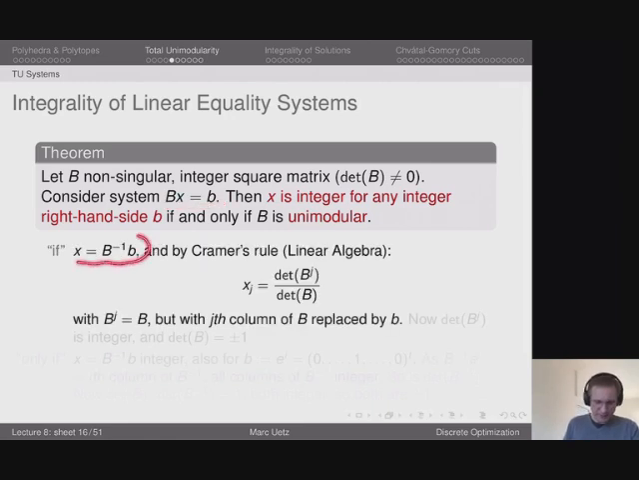So x is just B to the minus 1 times b. And you probably remember how the solutions to such a system can be computed. There is something called Cramer's rule that we know from linear algebra, namely the jth entry of the solution x, so xj, is just computed by taking the determinant of this matrix Bj and divided by the determinant of the matrix B.